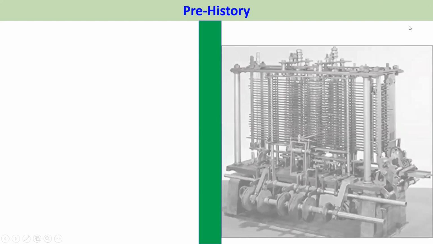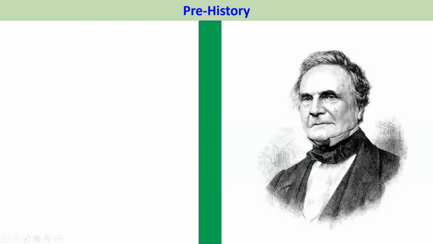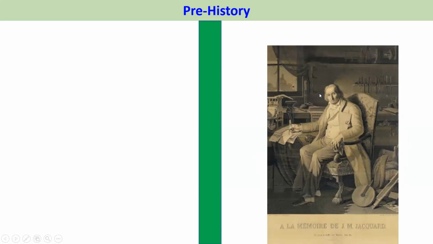Look at some pictures here. Not much difference from the difference engine. This analytical engine was created later, completing the first plan made by Charles Babbage. Here is the person who planned this machine, Charles Babbage. This person is J.M. Jacquard, the person who invented the punch card.